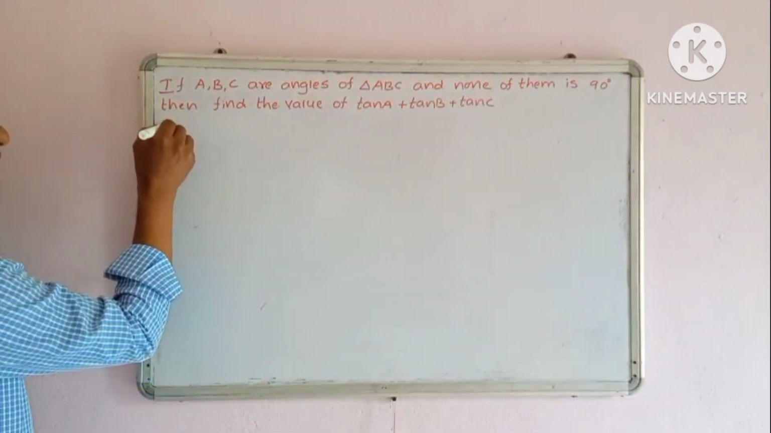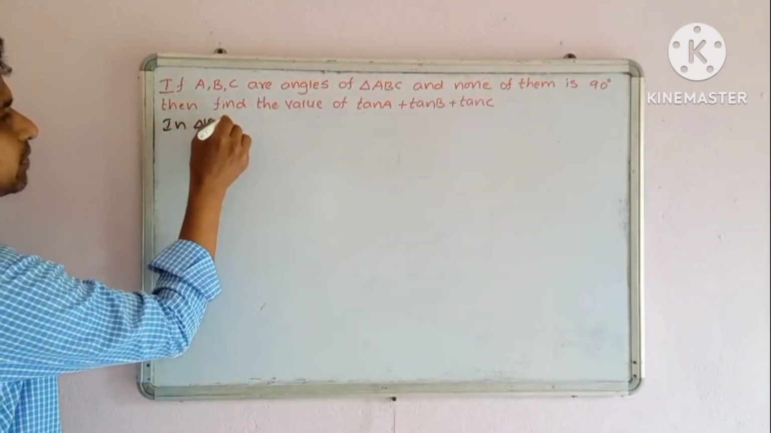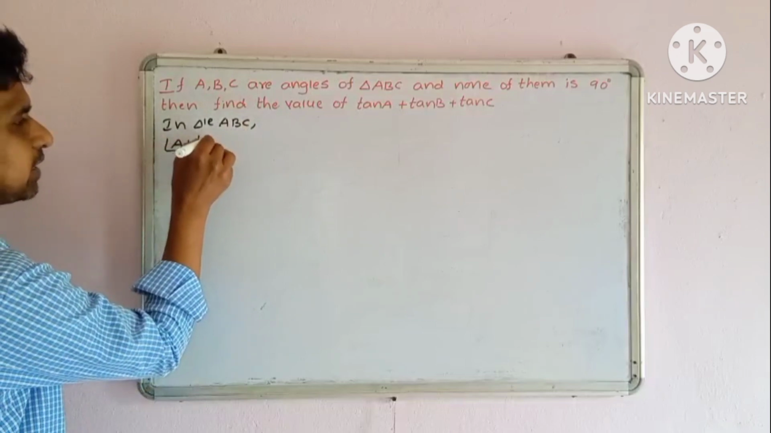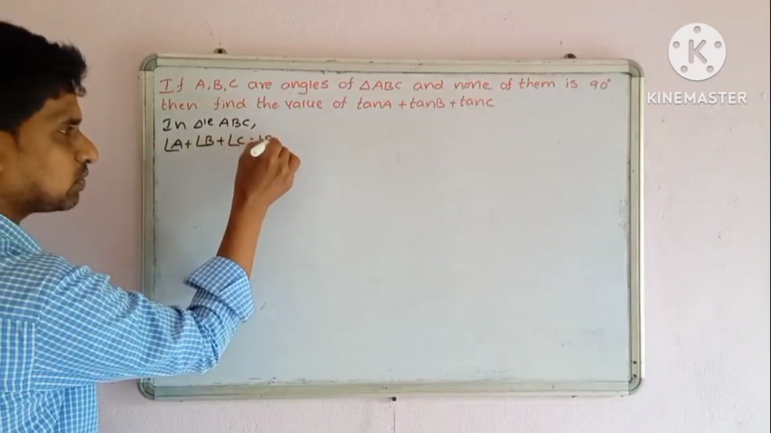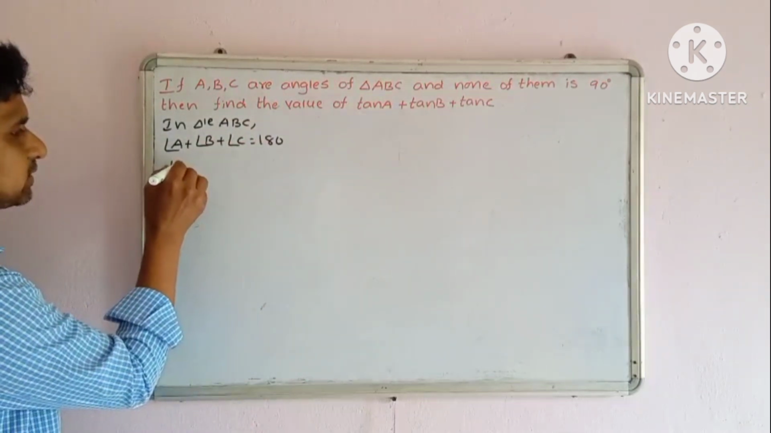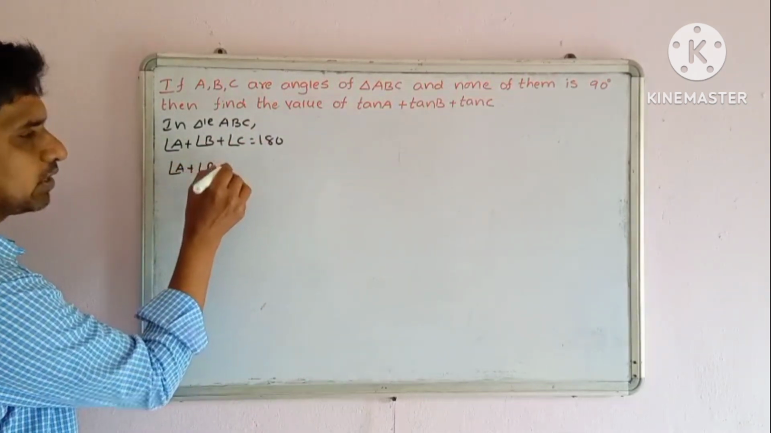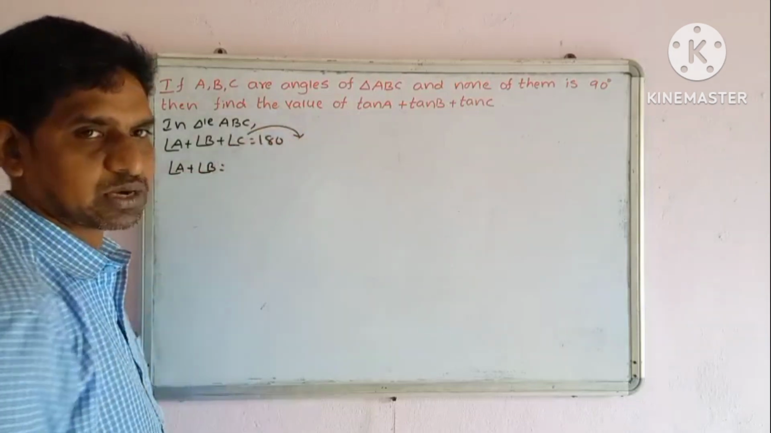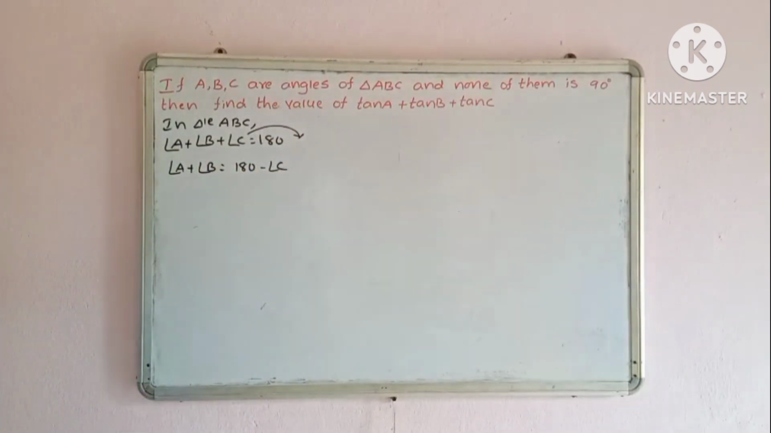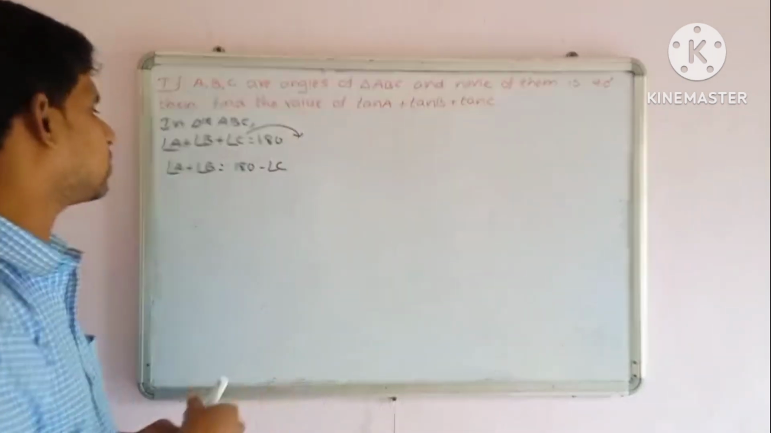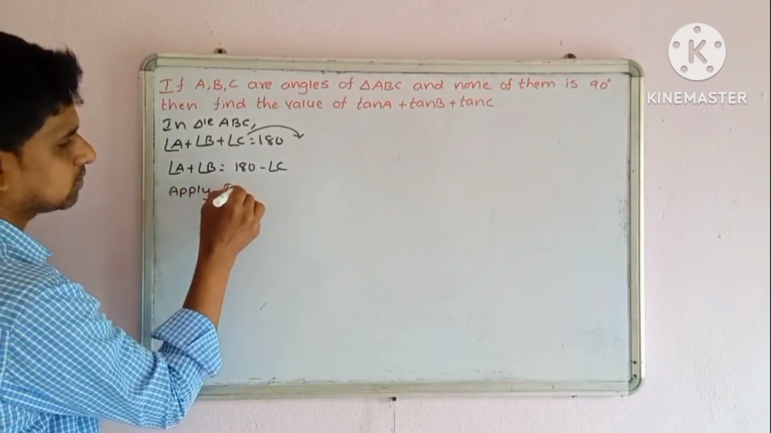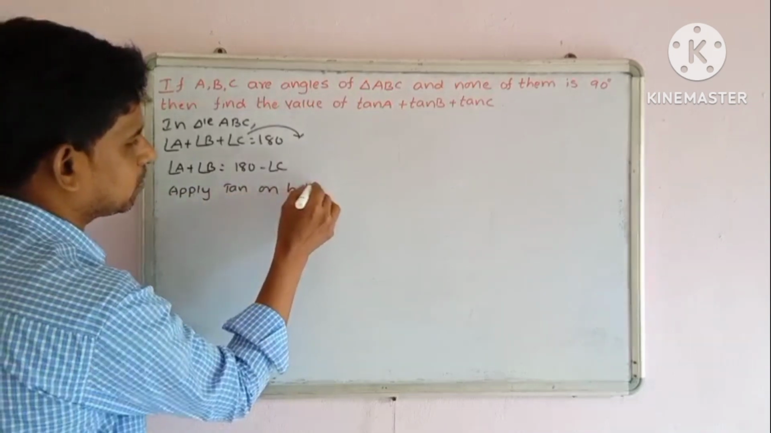So in any triangle ABC, angle A plus angle B plus angle C equals 180 degrees. Angle A plus angle B equals, transposing C to the right side, 180 minus angle C. Here the question is in tans, so apply tan on both sides.